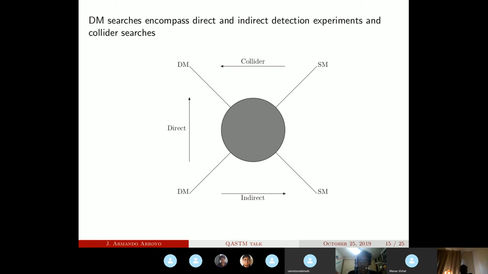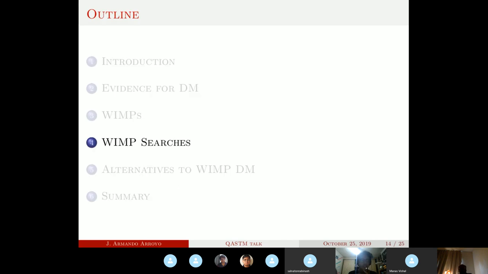So that's in general what's going on, the thermal history of WIMPs. In the universe, this already happened. The dark matter abundance is already set to what we see today, but dark matter is still out there.